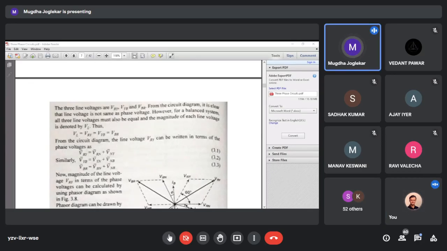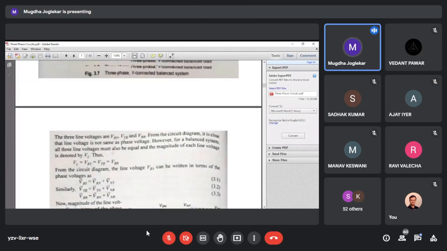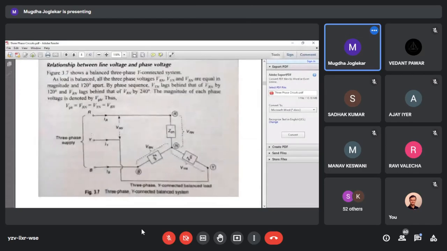These are the three equations I have displayed. See, this is VRY, which is VRN plus VNY. Start from the R line, then write VRN, and VNY, and come back to the Y line. So this is your VRY.